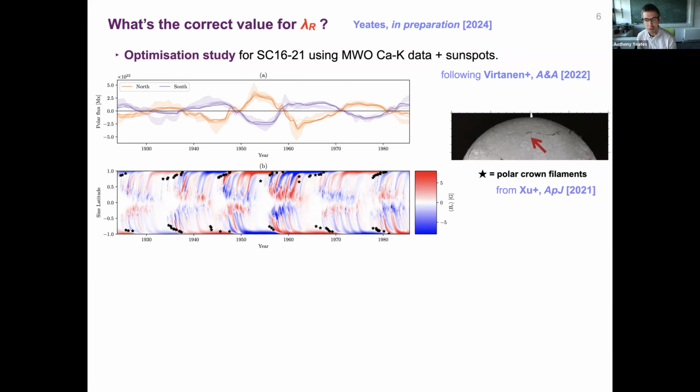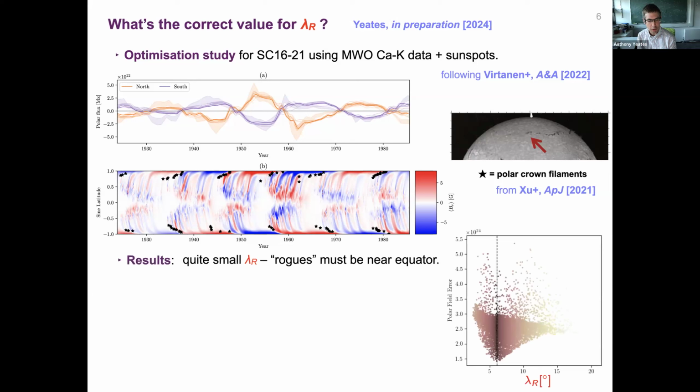These black stars here are the observations of polar crown filaments, just showing you that we are getting roughly the right polar field reversal time and so on. It's actually optimized against the polar fields that I showed you before from Andres. But to cut a long story short, what I'm finding is that this lambda r parameter is actually quite small compared to some of those previous models in the literature. It seems to certainly be less than 10 degrees, somewhere around 6 or 7 probably. So that's quite interesting. It means active regions have to really be quite near the equator to matter.